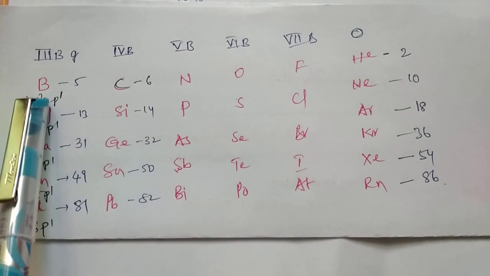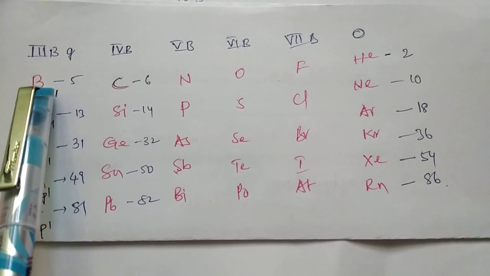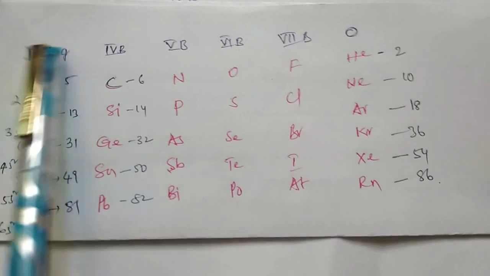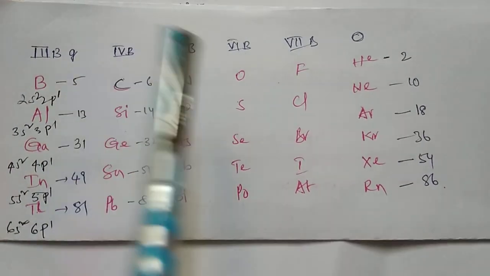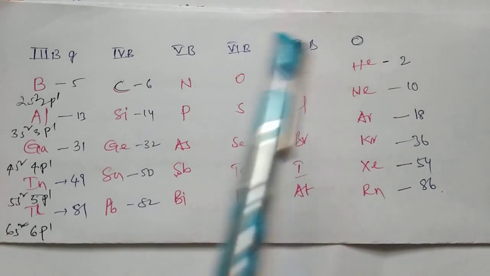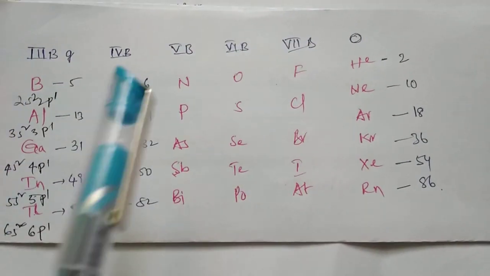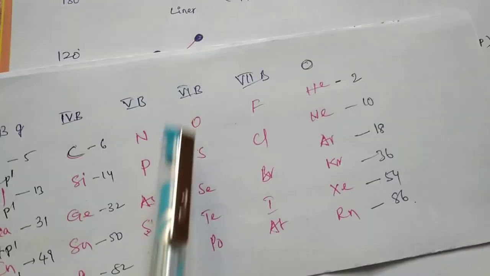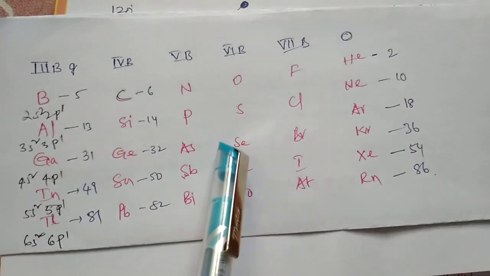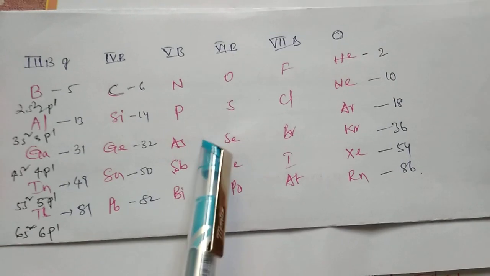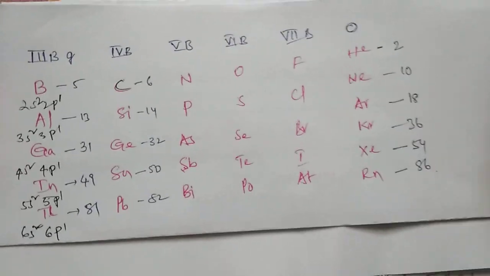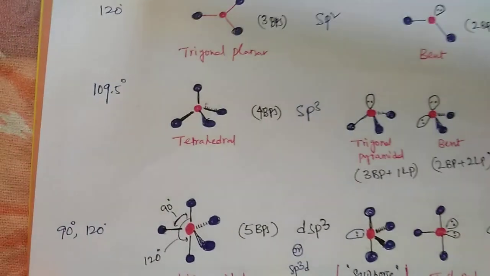Boron means third group element, carbon means fourth group, nitrogen means fifth group, oxygen means sixth, and fluorine, iodine means seventh group. You should know these group numbers. Then the trick I am giving is very easy to understand. Now I will move on to the trick.